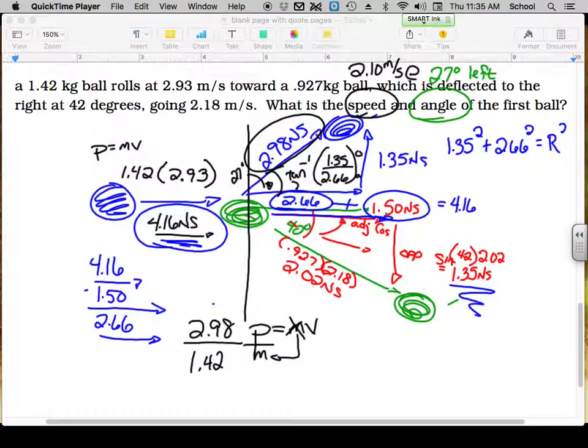It's not that bad. The total momentum forward before equals the total momentum forward afterwards. It's just divided into two things. The total to the right and the total to the left are going to cancel each other out. And then it's just a matter of remembering sine and cosine.